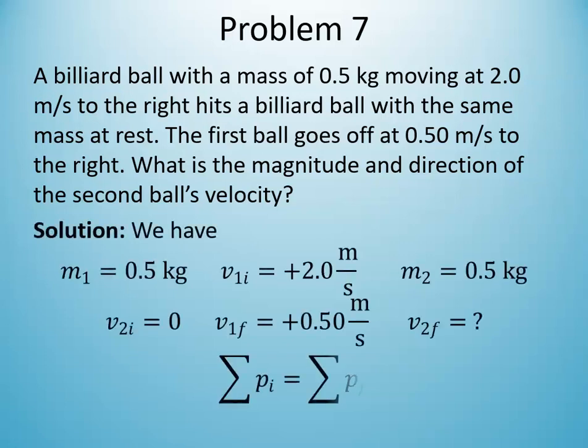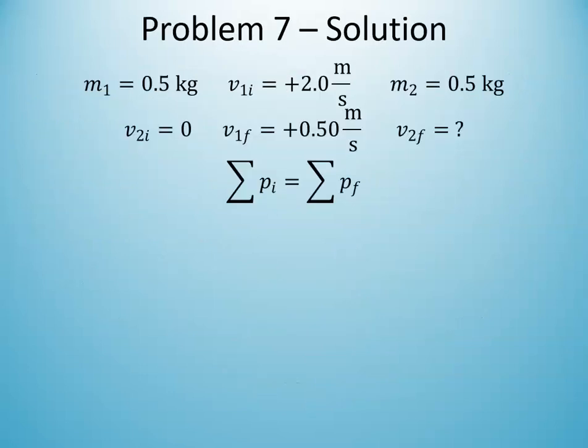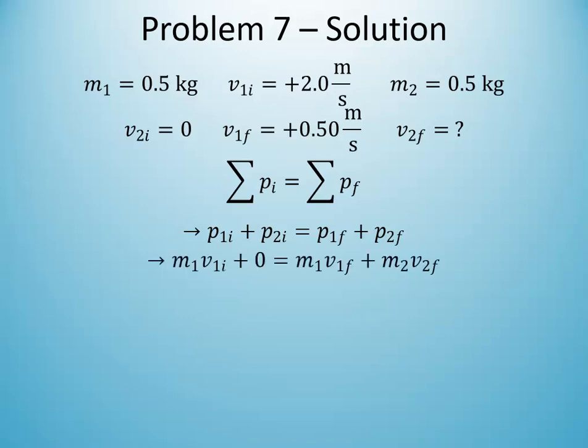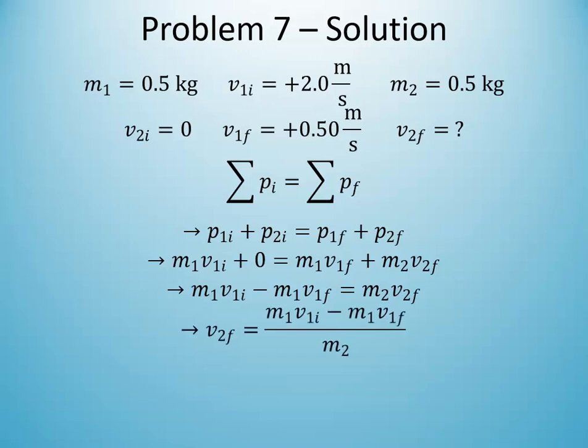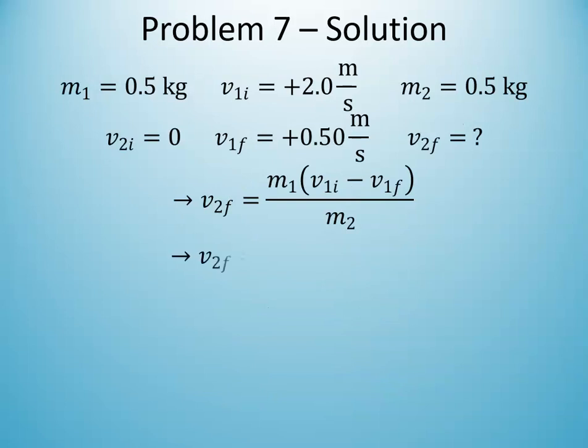So anyway, we have our givens. Same steps as before: sum of pi equals sum of pf, and we have two objects in, two objects out. One of them is initially at rest, so we set that one to 0. And now we're solving for v2 final. So subtract m1 v1f from both sides, and now we're going to divide both sides by m2 to get v2 final by itself. And we can factor out our m1 again, making it nice and pretty. And now plug in our givens.